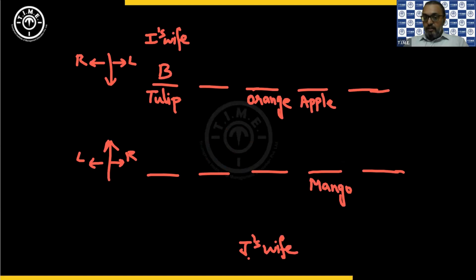So for now, I will put it separately. J's wife, who likes lotus, is immediate left of I. Because I can be given for mango also, I can be opposite orange also, and I can be in the second position from the left hand also. So there are possibilities, we'll come back to that.